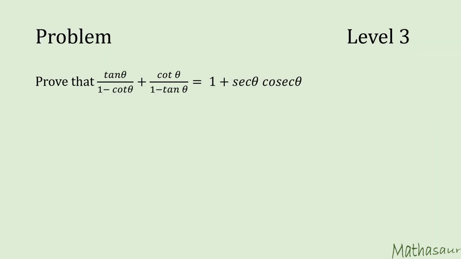Let us look at another problem. Prove that tan theta divided by 1 minus cot theta plus cot theta divided by 1 minus tan theta equals 1 plus secant theta times cosecant theta. Now this problem looks complicated, but there are a few interesting things to note. On the left hand side, the terms mentioned are tan theta and cot theta, whereas the terms on the right hand side mentioned are secant theta and cosecant theta. Now note that secant theta and cosecant theta are the reciprocals of sine and cos, which means that we have to change our terms in terms of sine theta and cos theta.